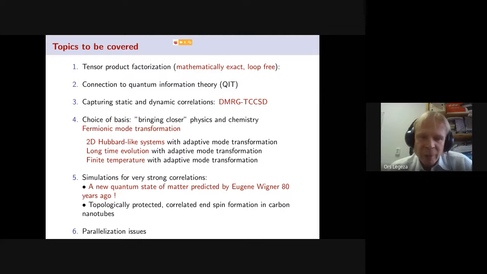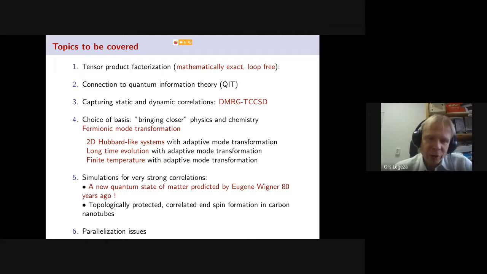And so I changed the set of applications that I will show, and I just want to show some applications which are a kind of bridge, bringing closer the physics and chemistry communities, in the sense of using this quantum chemistry ab initio method, accessing some problems that are motivated by lattice models. And this is done through these so-called Fermi mode transformations that we are currently working on a lot.